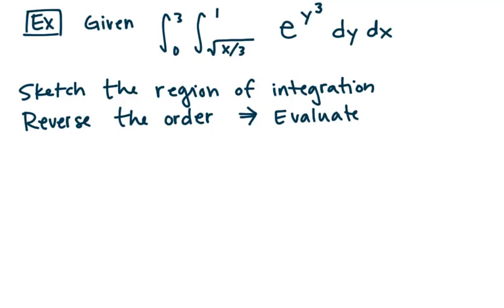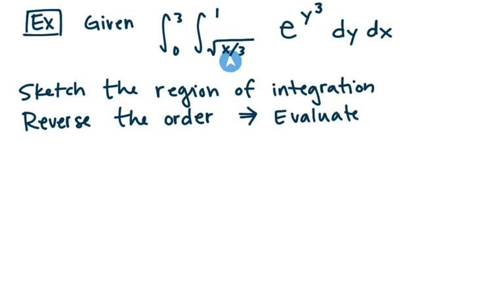Welcome back. In this video, we are given a double integral, so the integral from 0 to 3, and then the integral from the square root of the quantity x over 3 to 1 of my integrand, e to the y cubed dy dx. And what we're asked to do is to sketch the region of integration. Then we're going to reverse that order so we can evaluate it.